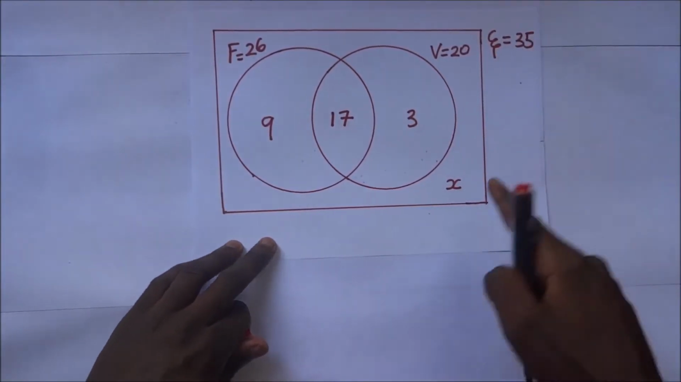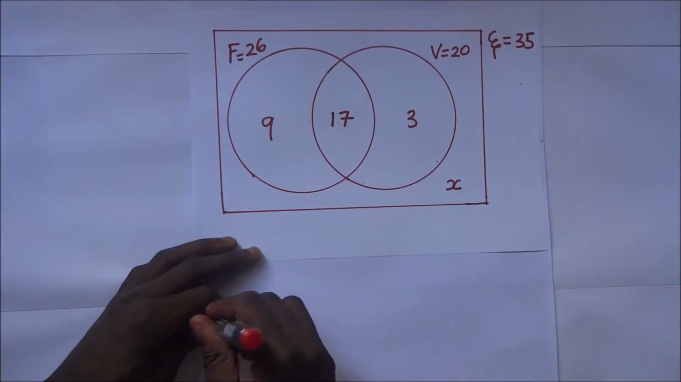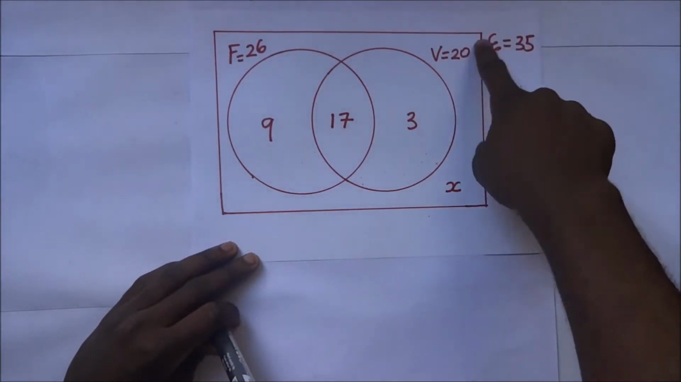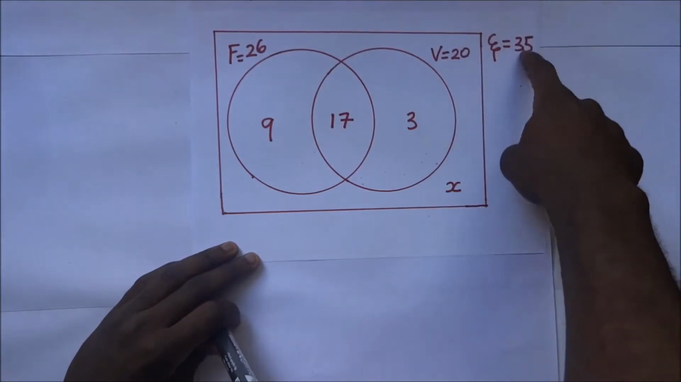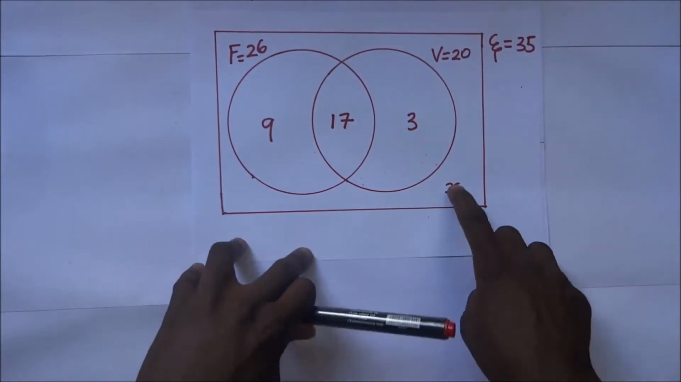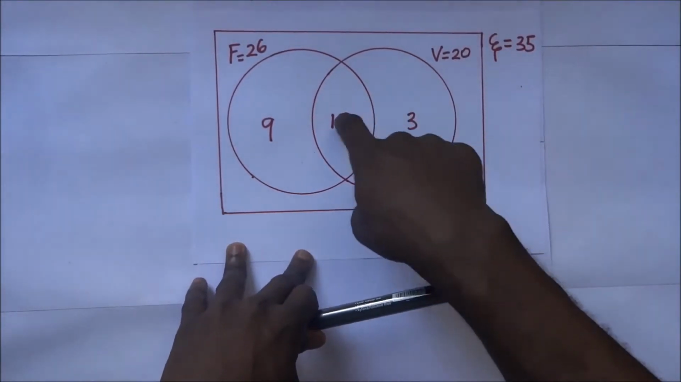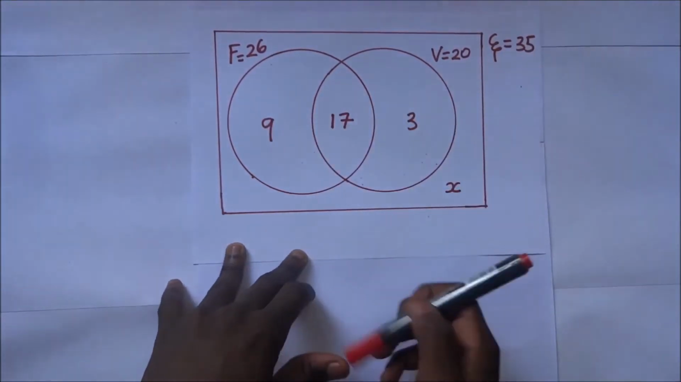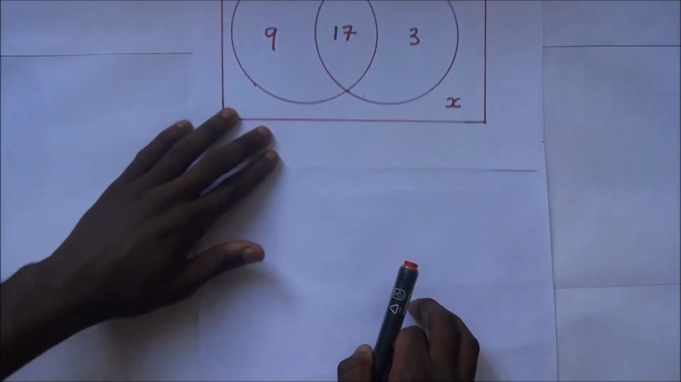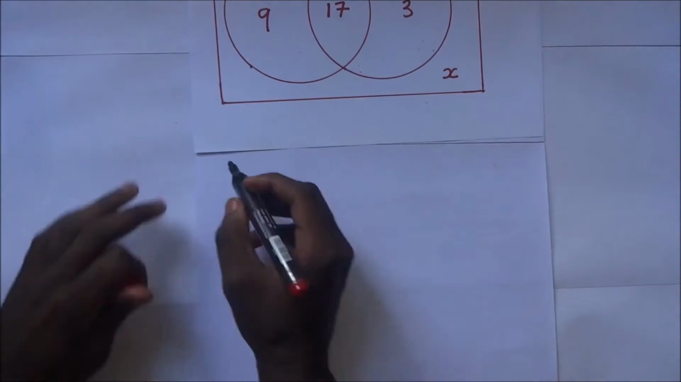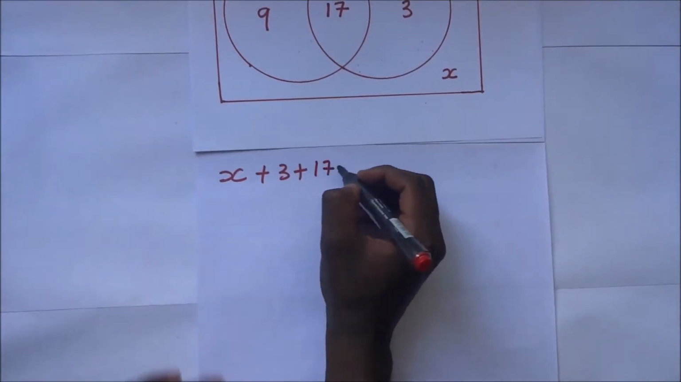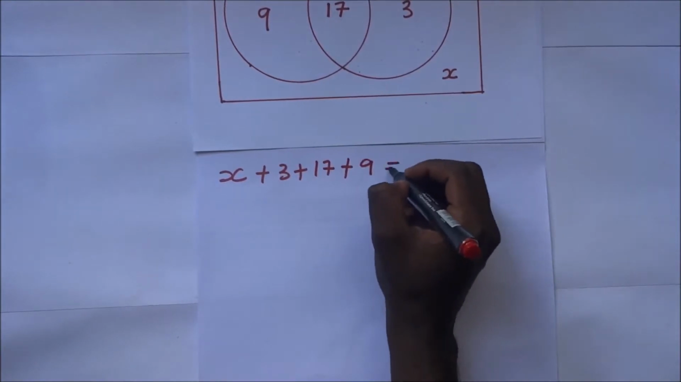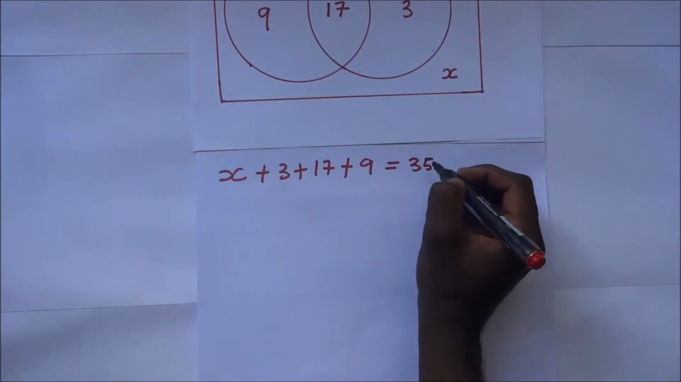So we are required to find the value of x. To find the value of x, this 35 we write outside here, meaning that everything inside here should equal 35. So to get the value of x, x plus 3 plus 17 plus 9 should be equal to 35. And that's how we're going to get the value of x.